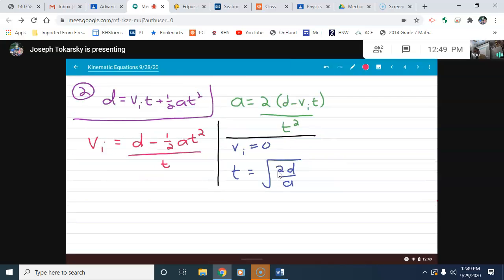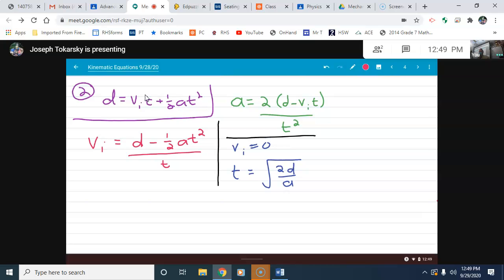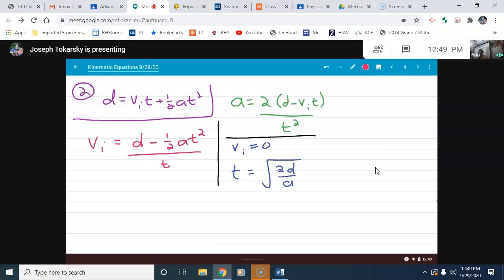Well, if I plug in 0 for vi, like asked, that makes that whole term gone, right? Makes sense? A t squared equals b. And then you rearrange it for the t. Okay? Any other questions, guys? Anything? Please ask.